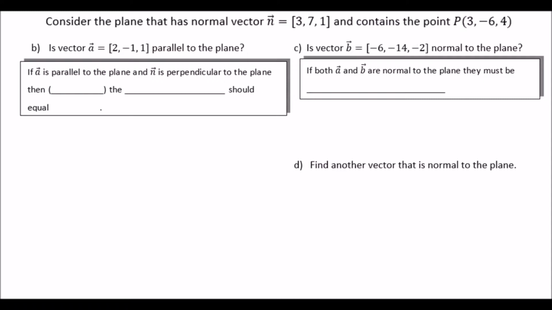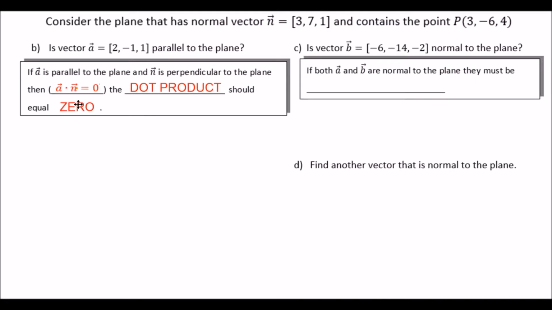Is the vector A parallel to the plane? Well, the vector A is parallel to the plane if it is perpendicular to the normal, then A dot n is equal to 0. What does that mean? If this is parallel, the normal is perpendicular, that means that they must have a dot product of 0.